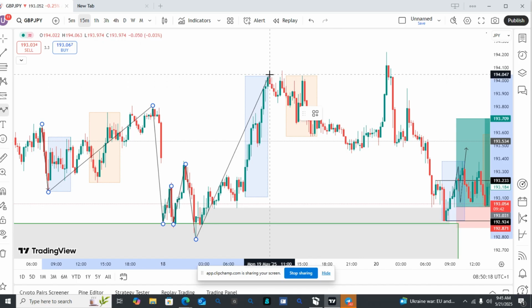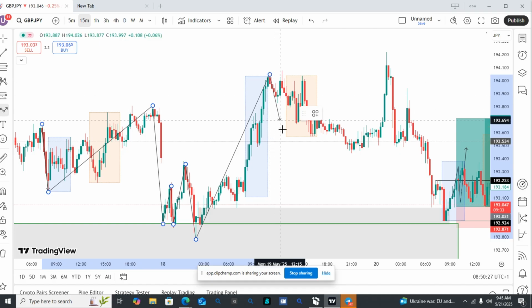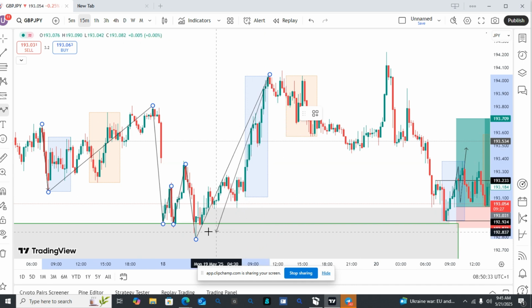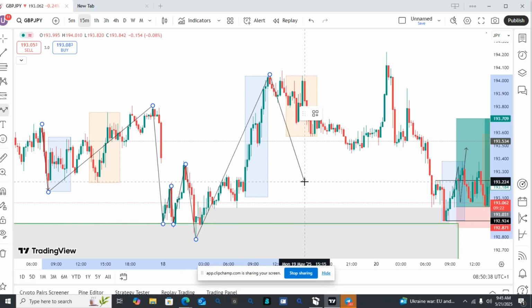This higher high was created on Friday last week. And I told my community members that this price will come back, that I will monitor this price for this fair value gap, this order block, and this other order block. So these are the three zones I said I will monitor this price for. Let me highlight it so that you see it.